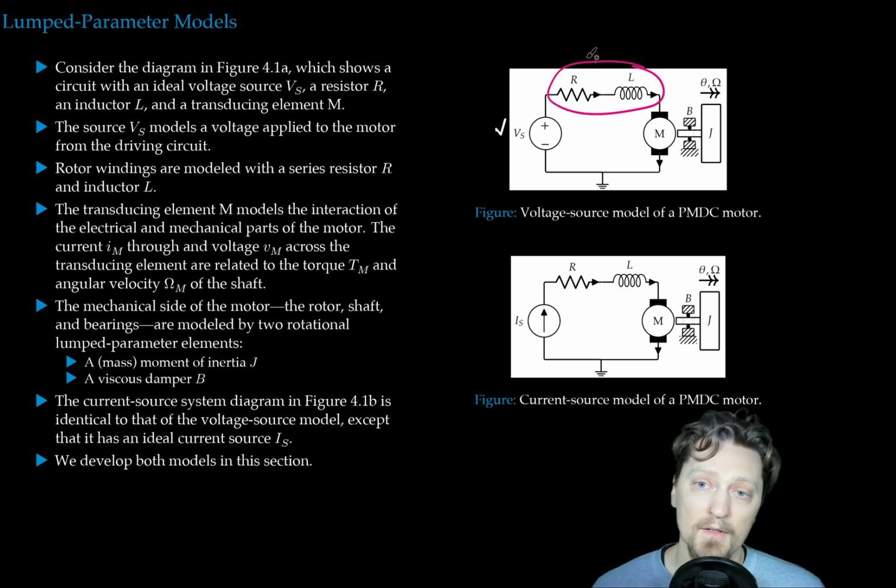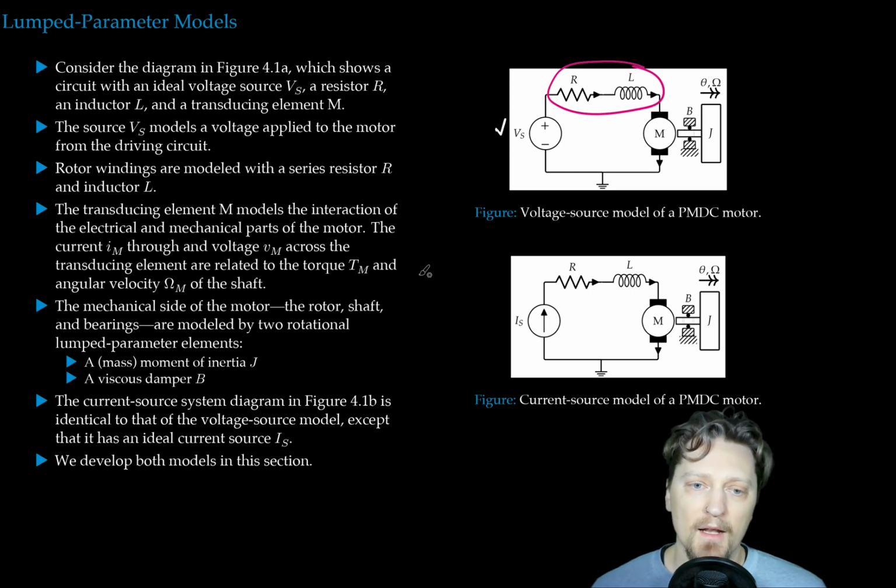There aren't actually discrete resistor and inductor elements. They are modeling the windings. The transducing element M models the interaction of the electrical and mechanical parts of the motor. The current Im through and voltage Vm across the transducing element are related to the torque Tm and angular velocity omega m of the shaft. So we see on the mechanical side a shaft, and that's the torque and angular velocity of that shaft, or what we were describing with Tm and omega m.